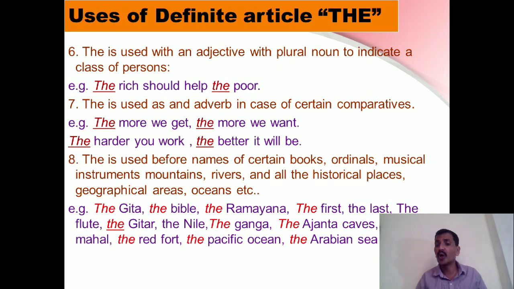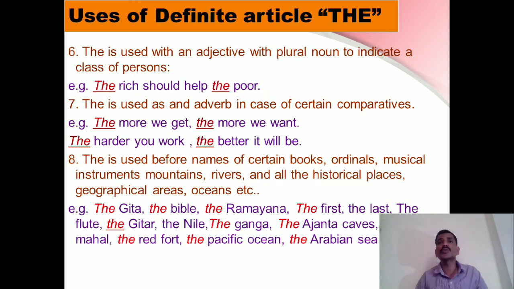The first: ordinal and cardinal numbers are there. Ordinals: the first, second, third, fourth, last. So the is used here. The flute, musical instrument; the guitar, musical instrument; the Nile, the Ganga, the Mississippi. These are the names of rivers. We can use the Ajanta Caves, the Taj Mahal, the Red Fort, the Pacific Ocean, the Arabian Sea, the Philippines, the United States of America.